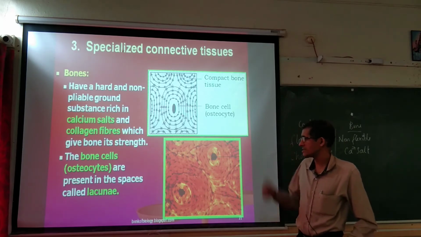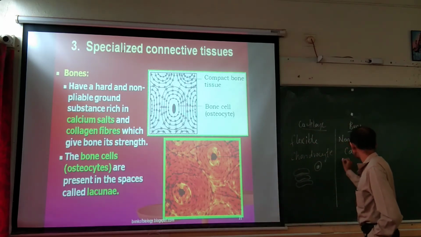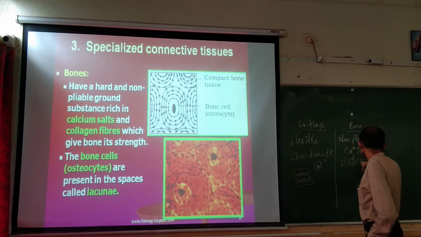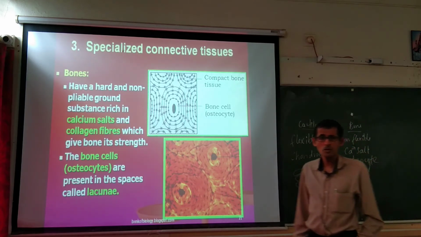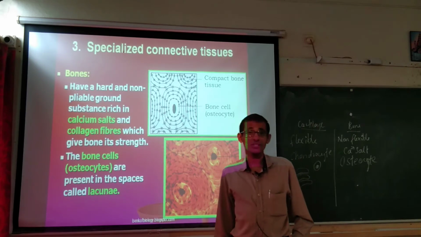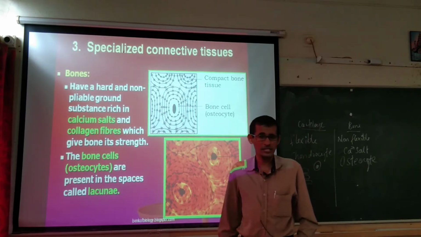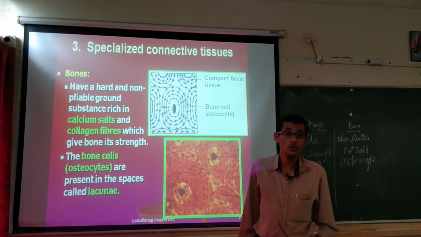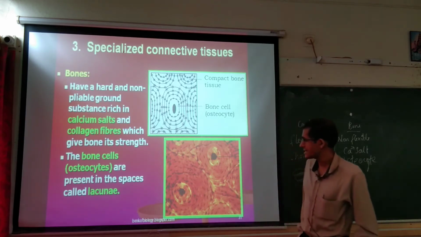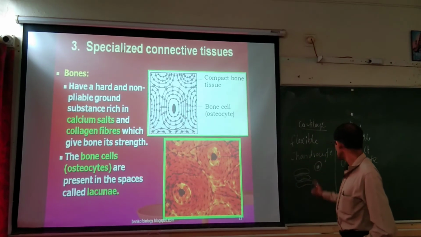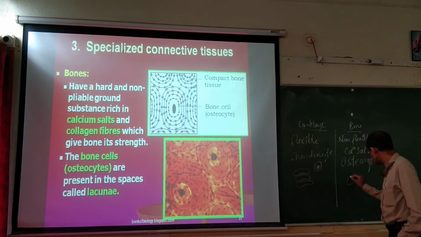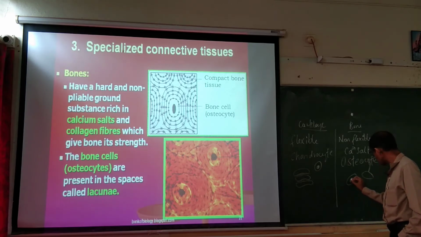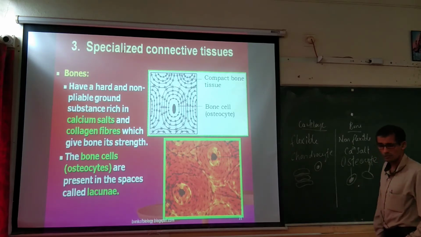Then the bone cell is called an osteocyte. Osteocyte refers to the bone cell, and the tissue is called osseous tissue. Now, in cartilage we say chondrocyte, right? Here it is called osteocyte, and these are present in spaces called lacunae. Just like the chondrocyte sits in a vacuole-like structure, the bone cell is also present in a lacuna. Lacuna refers to a cavity; inside that we can observe one osteocyte.